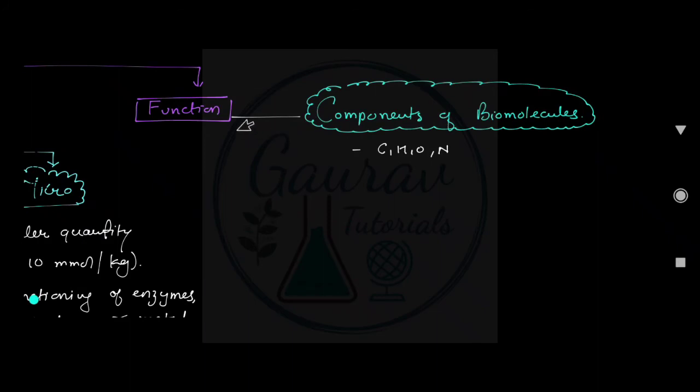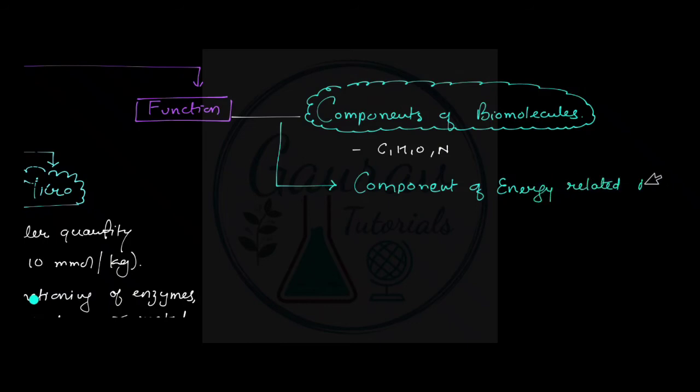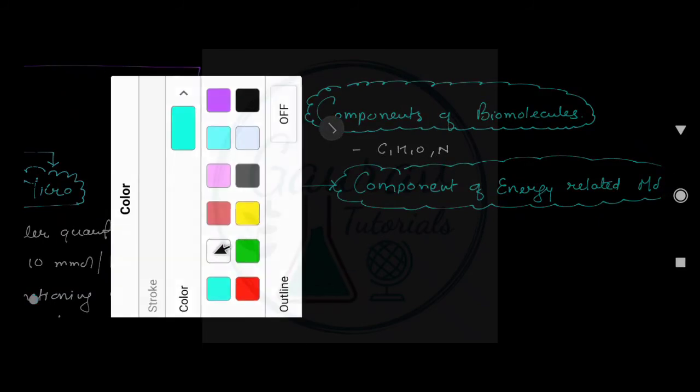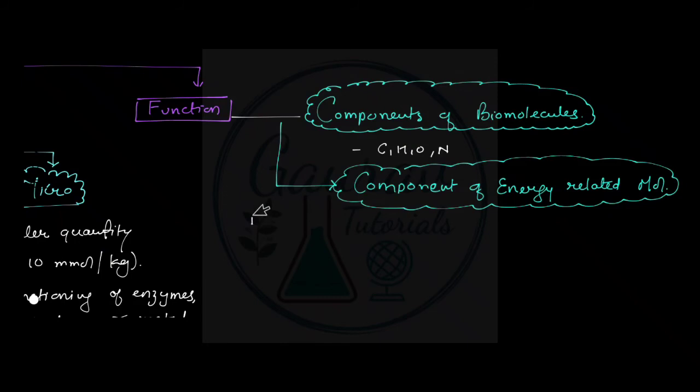We could also take a moment to appreciate that the essential element can also form a component of an energy related molecule. Now, what are these energy related molecules? We are very well familiar with this thing called ATP, adenosine triphosphate. Here you have this phosphate, so phosphorus in the case of ATP.